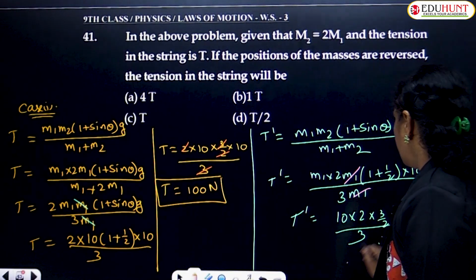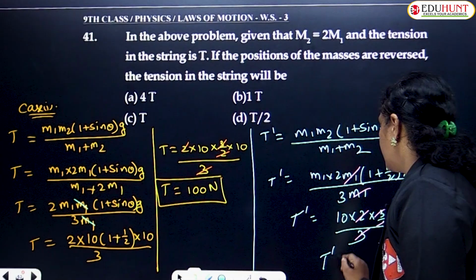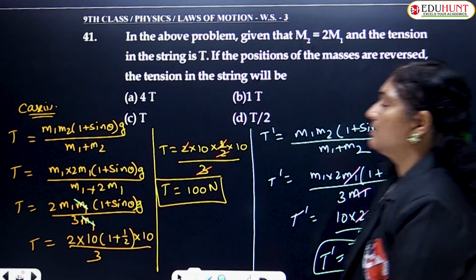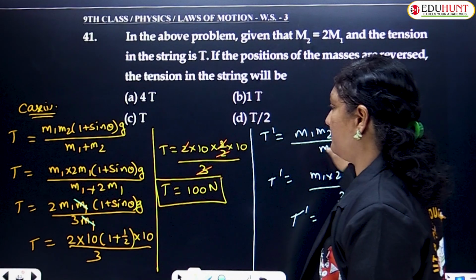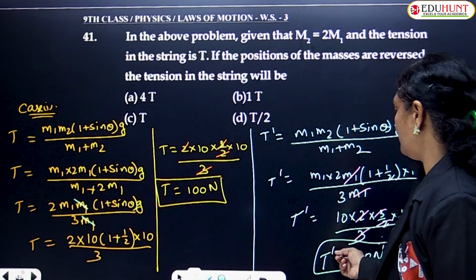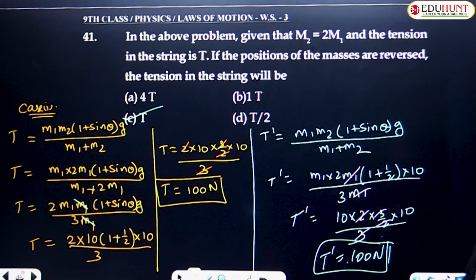So, simplify this, 3 gets cancelled, 2 gets cancelled. The value of T dash is again 10 into 10 is 100 newtons. That's it. As the formula remains the same, the tension also remains the same. Therefore, the new tension T dash is equal to the old tension T. So, the third option must be true. T dash is equal to T.